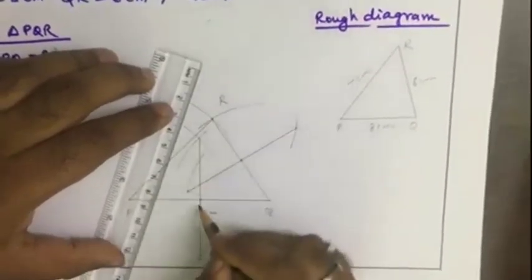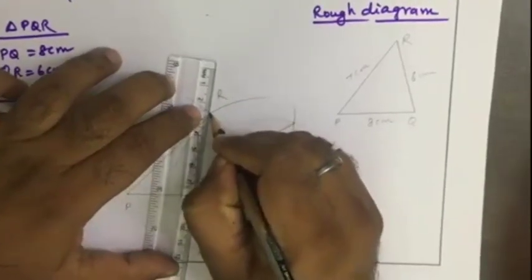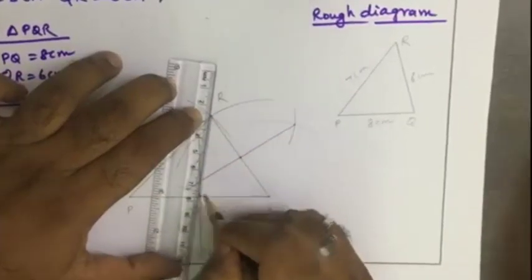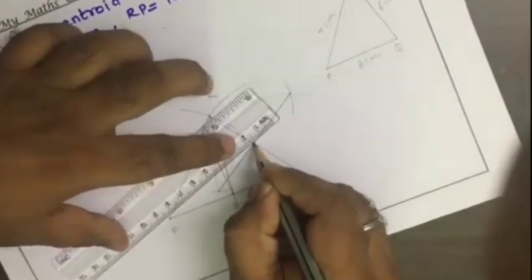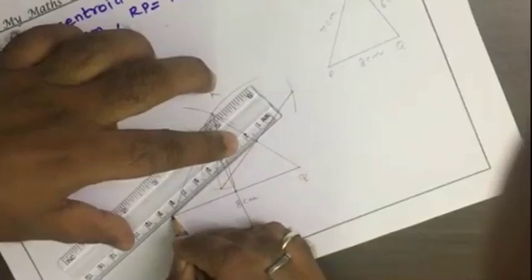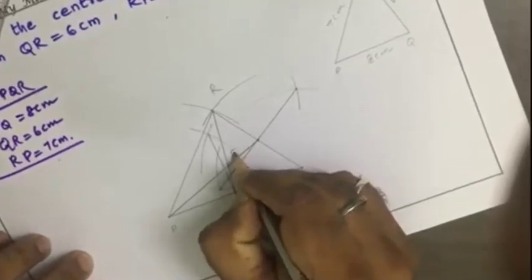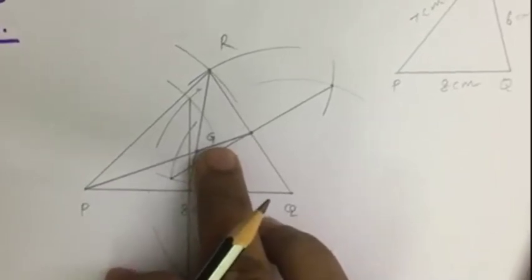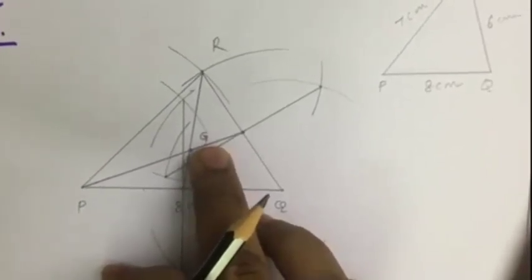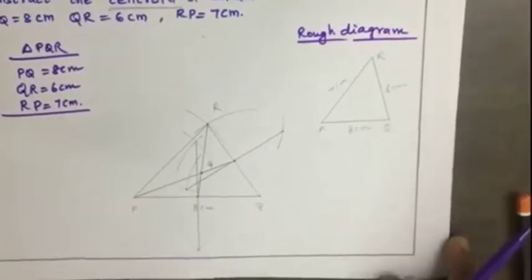The midpoint of PQ and the vertex R are joined, that is the first median. Next, the midpoint of QR and the opposite vertex P are joined. The two medians intersect at G, and G is the centroid. We can draw three medians, but a minimum of two medians is enough. Now draw only two medians.